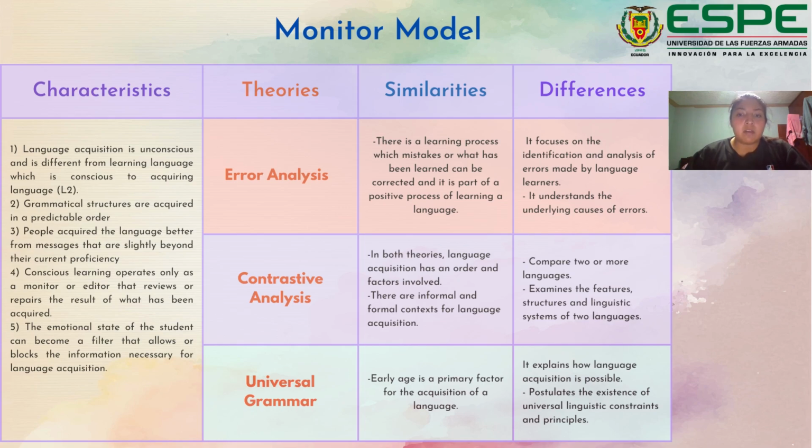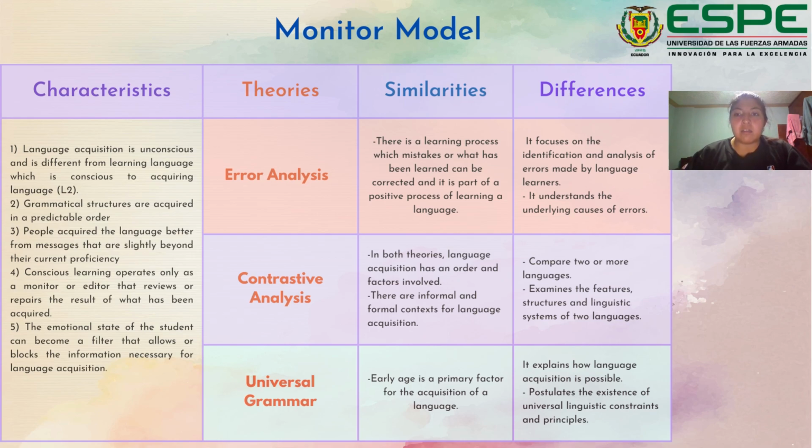The fourth is that conscious learning operates only as a monitor or editor that reviews the result of what has been acquired. The fifth is that the emotional state of the student can act as a filter that prevents or blocks the information necessary for language acquisition.